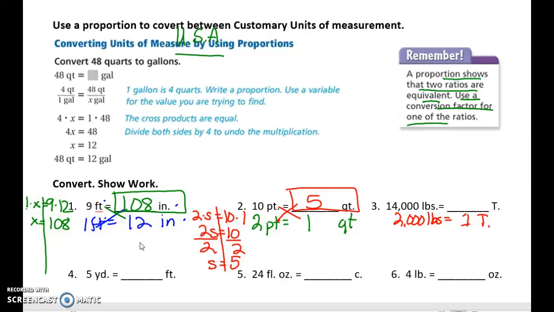What is the L for? I don't know. Oh, length. LBS stands for pounds. You just need to get that memorized. Okay? Now that I have that written down, I'm ready to do my cross multiplication.